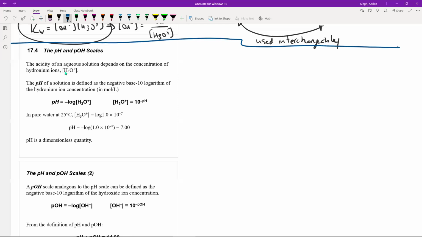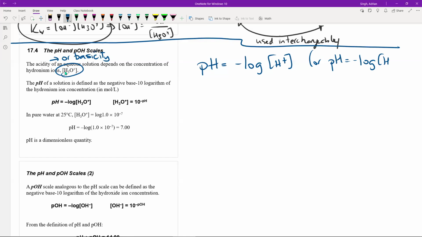So the acidity, or we can say the basicity, of a solution depends on the concentration of the hydronium, the H3O plus. And we define the pH of a solution as the negative logarithm of the H3O plus concentration, right? So pH, we define this as the negative log of the concentration of H plus. And again, H plus is the same as H3O plus, but it can also be written as negative log of H3O plus concentration, where the concentration again is in units of molarity, moles per liter.